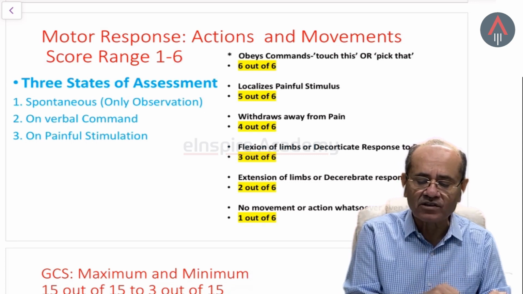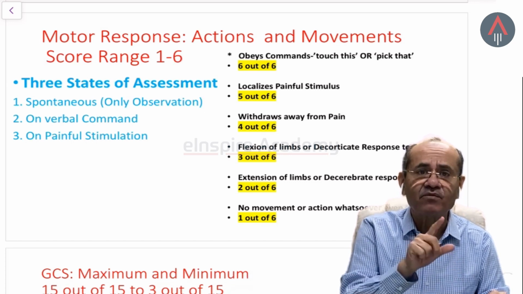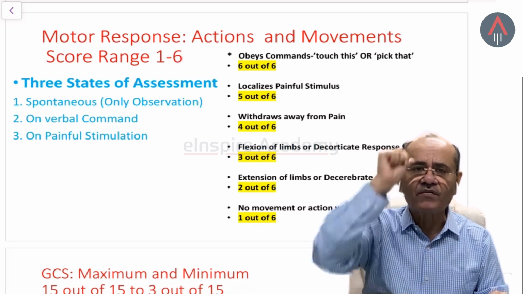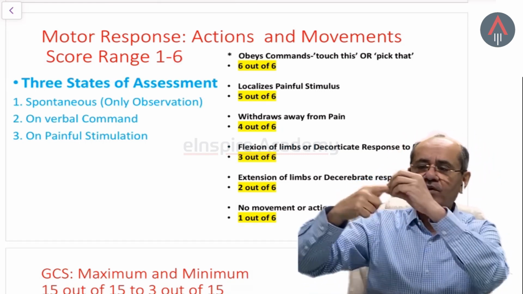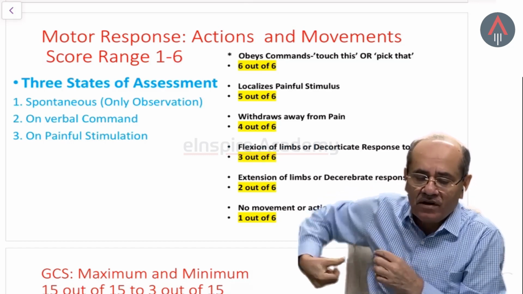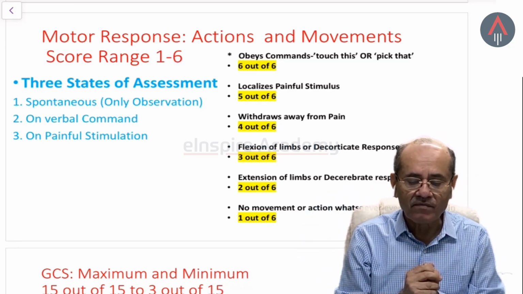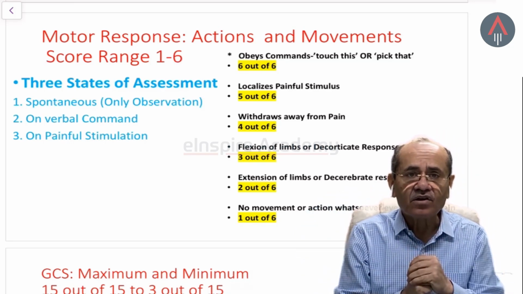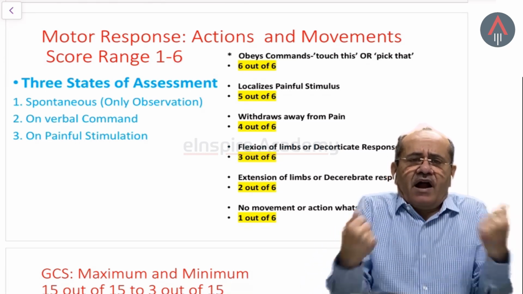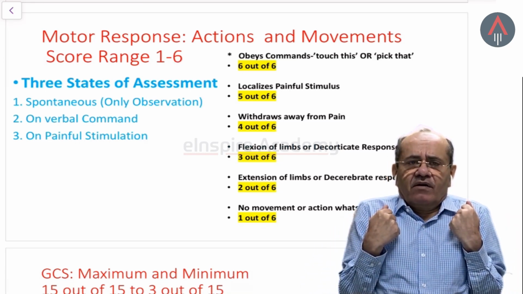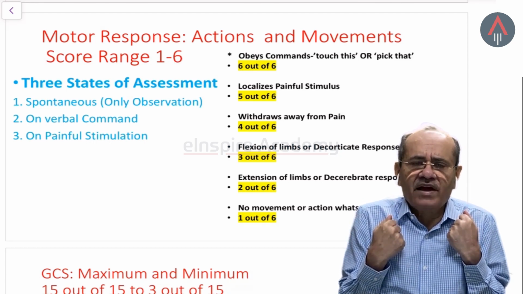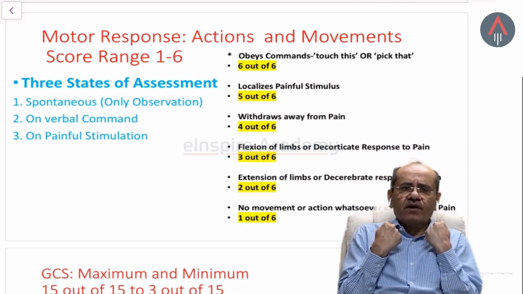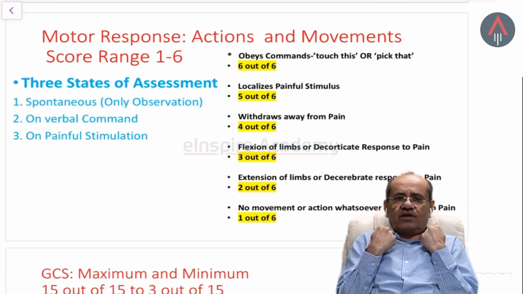4 out of 6 marks will be given if he is not localizing but withdrawing. So if I put a pain here, the patient turns his head and neck away. If I am putting pain here, he brings his hand away. So he gets 4 out of 6 marks. Even worse than that, you give a painful stimulus here and he just makes his upper limbs flexed like this. The lower limbs may either be extended or flexed, and this type of posture is known as decorticate posture. So he gets 3 out of 6 marks.